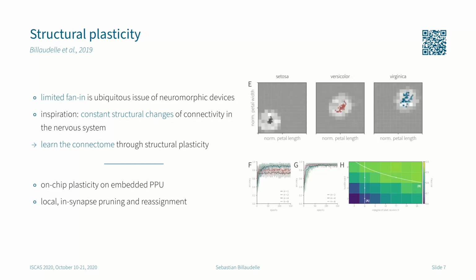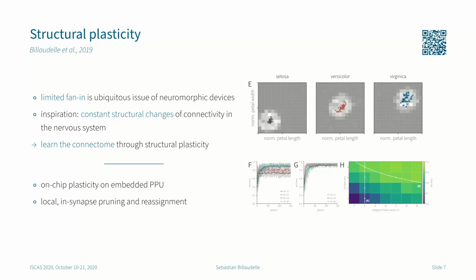We implemented this rule on the embedded plasticity processor, and in our experiments it led to the formation of receptor fields which clustered around the data points. In the end, we were able to dramatically reduce the number of physical synapses without a measurable loss in the classification performance.